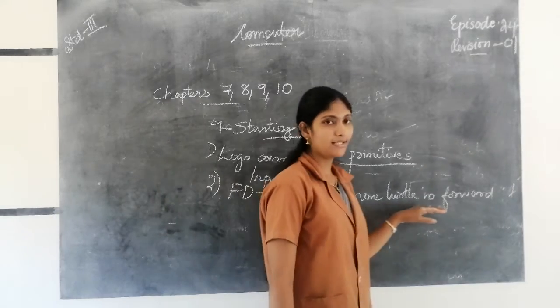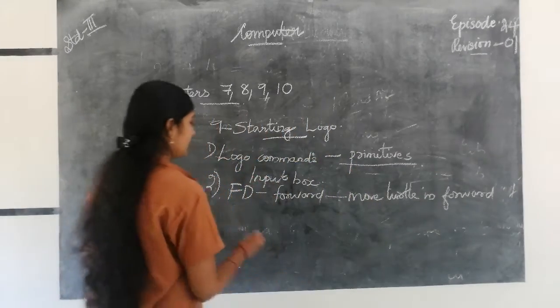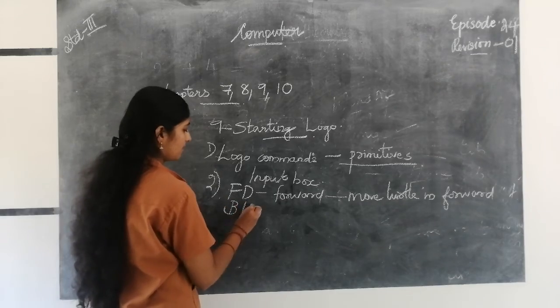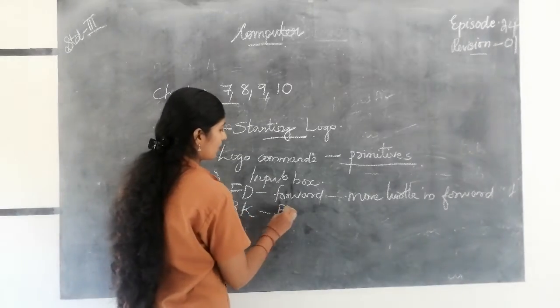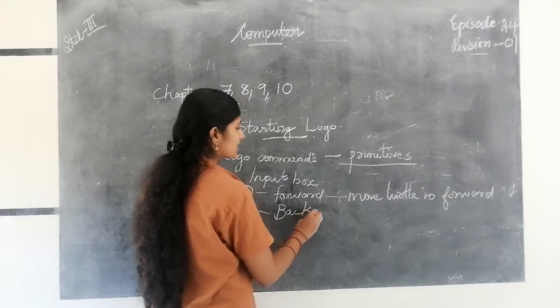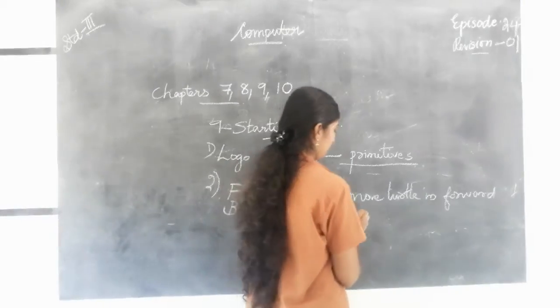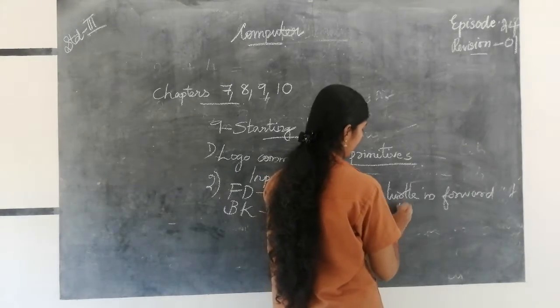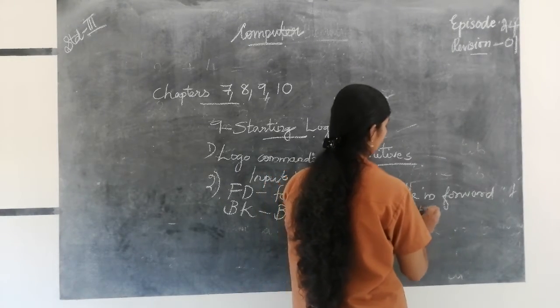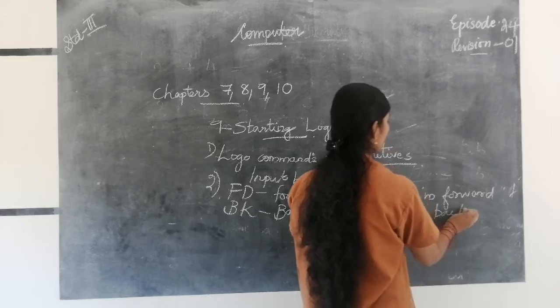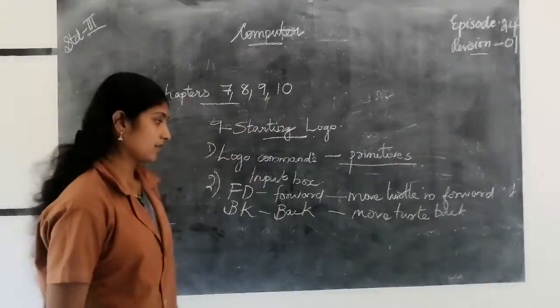FD is used to move the turtle in the forward direction. Then next is BK. BK means back. And what is its use? The back command is used to move the turtle in the backward direction.